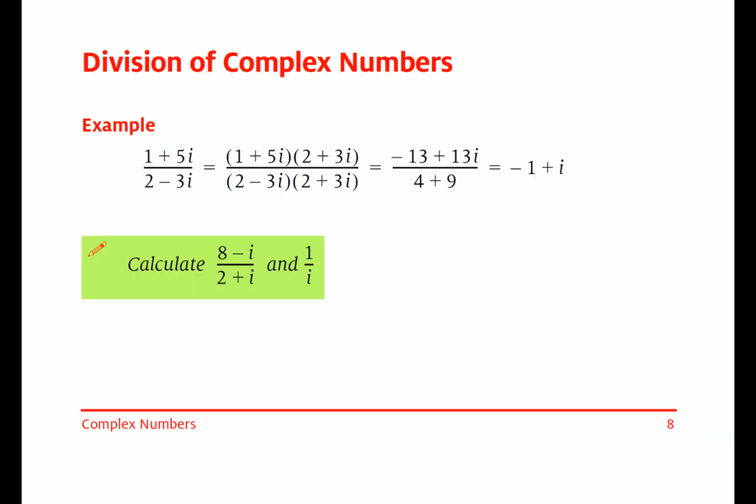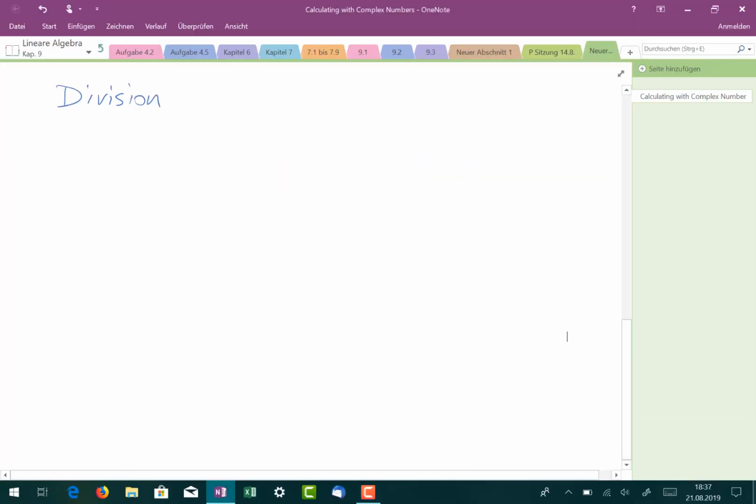The next operation is division. We divide the following numbers: 14 plus 5i divided by 4 minus i. So we expand the fraction. That means we multiply the numerator and the denominator with the same number, and this number is the conjugate complex of the denominator, which is 4 plus i. So we multiply the numerator and the denominator with 4 plus i.